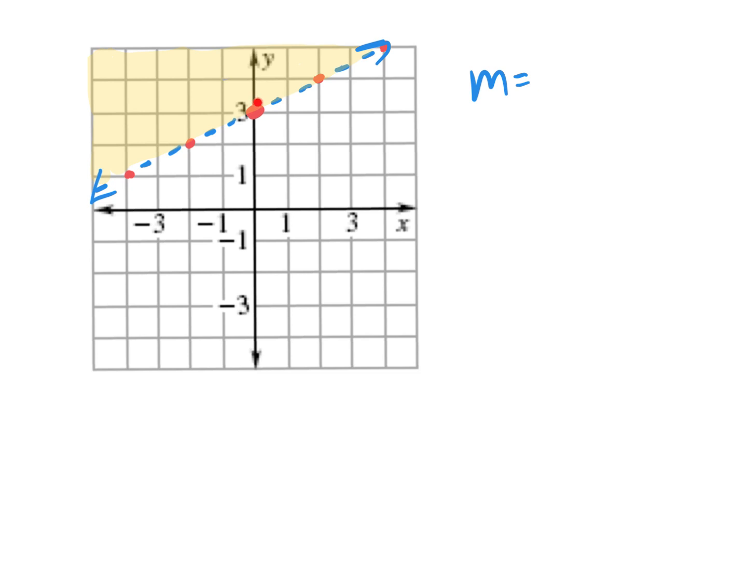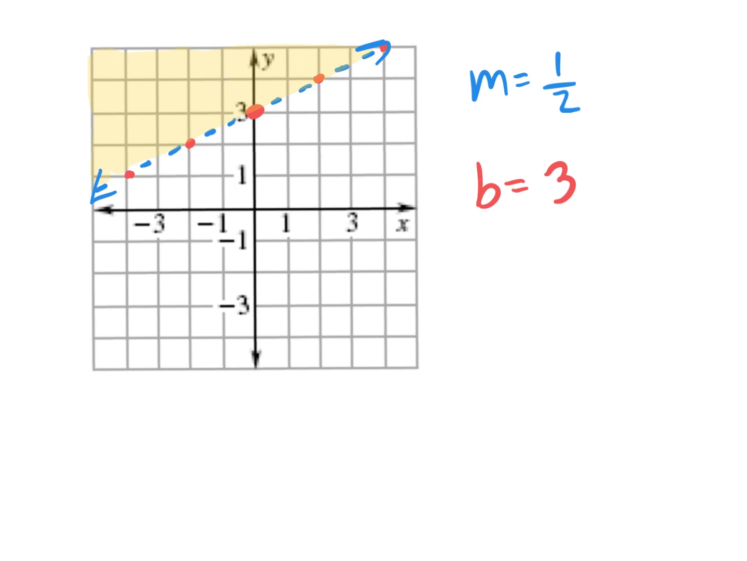So pick a point. How much do you rise and how much do you run from one point to another? Up 1 over 2. So the slope is up 1 over 2. All right. What about the b value? What's the b value? It crosses the y-axis where? At 3. Okay.